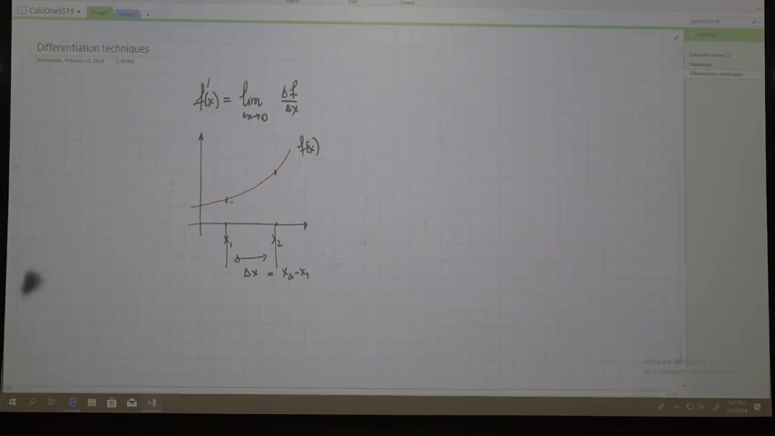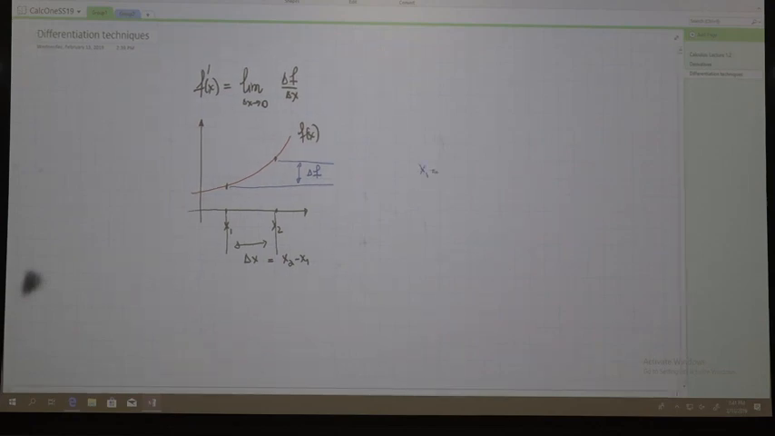So the difference of the height of these functions is delta f, okay? So this is delta f. We are interested to know how the function has changed with respect to x, okay? If this is the distance, for example, let's say at x1, which is equal to 1 hour, the distance was 60 kilometers, and when x2 is equal to 2 hours, the distance is 120 kilometers.